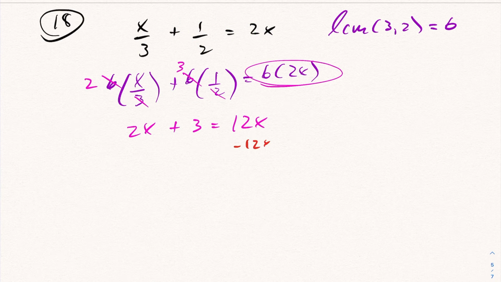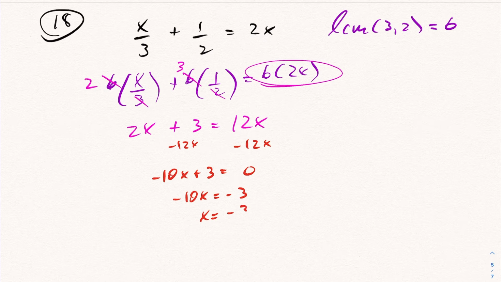So I'm going to subtract 12x on both sides. I get negative 10x plus 3 is 0. I'm going to subtract 3 on both sides and then divide out that negative 10, in which case we get 3 over 10.